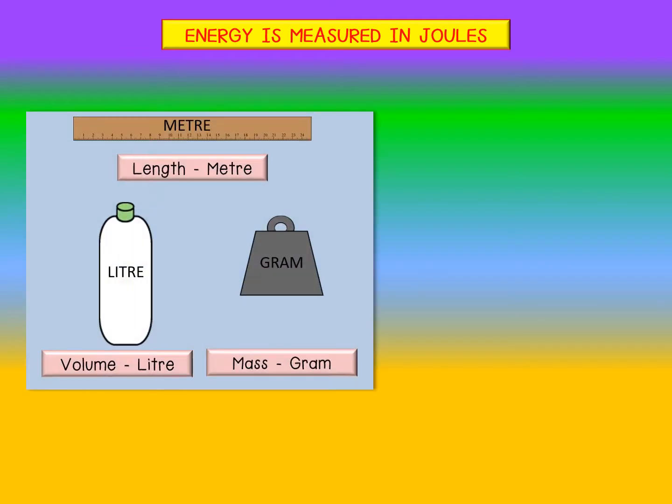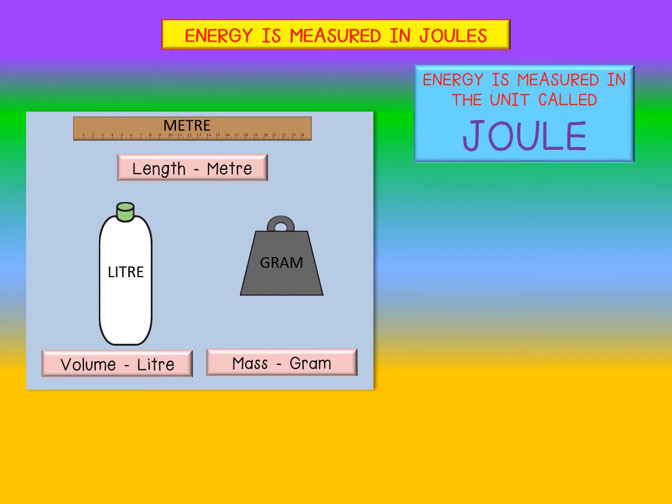We use the meter to measure distance. We use the liter to measure volume. We use the gram to measure mass. The joule is used to measure energy that is needed to do work.